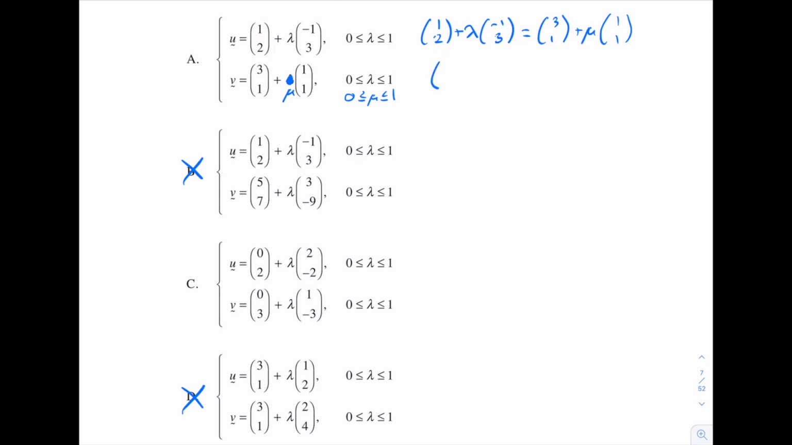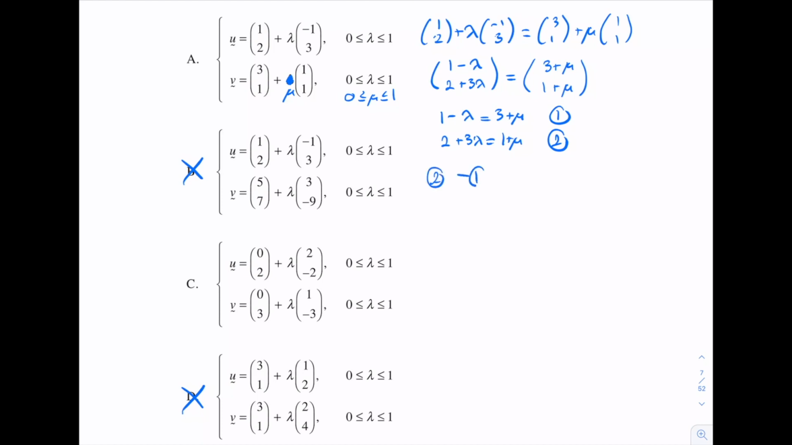If I combine the left-hand side, that's like having 1 minus lambda, and then 2 plus 3 lambda. On the right-hand side, I have 3 plus mu over 1 plus mu. And so we get two simultaneous equations. That's our first equation, and this is our second equation. To solve them, I want to eliminate one of the variables. I think if I subtract the 2, it should be good. 2 minus 1 would give us 1 plus 4 lambda equals 4. So 4 lambda equals, sorry, it doesn't equal 4, equals negative 2.